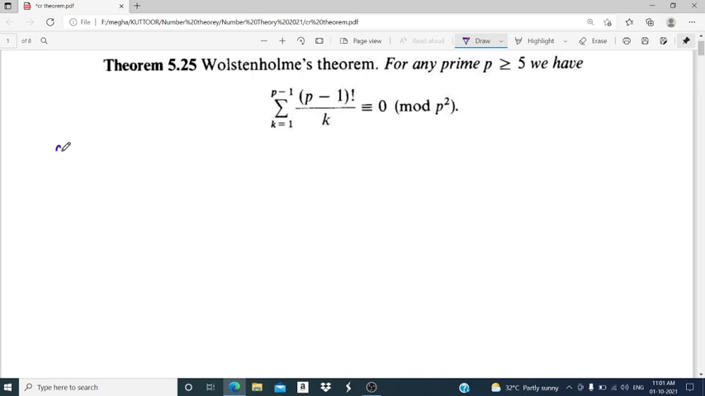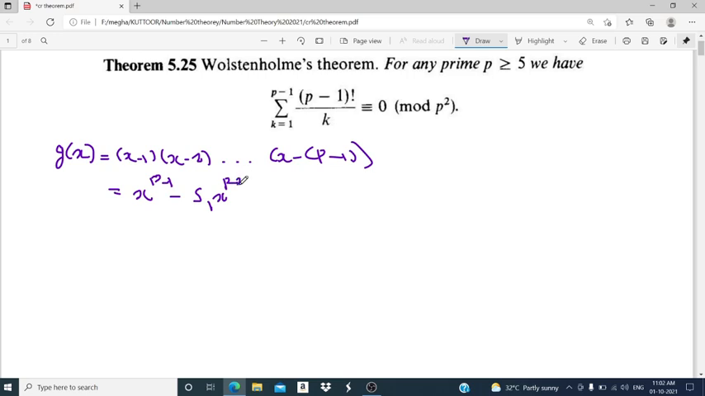So we take the polynomial g of x equal to x minus 1 into x minus 2 into etc. x minus (p minus 1). On simplification, we will get x to the power p minus 1, minus s1 x to the power p minus 2, plus etc., minus s_{p-2} into x, plus s_{p-1}, where s_r is nothing but the sum of products of 1, 2, etc. p minus 1 taken r at a time.